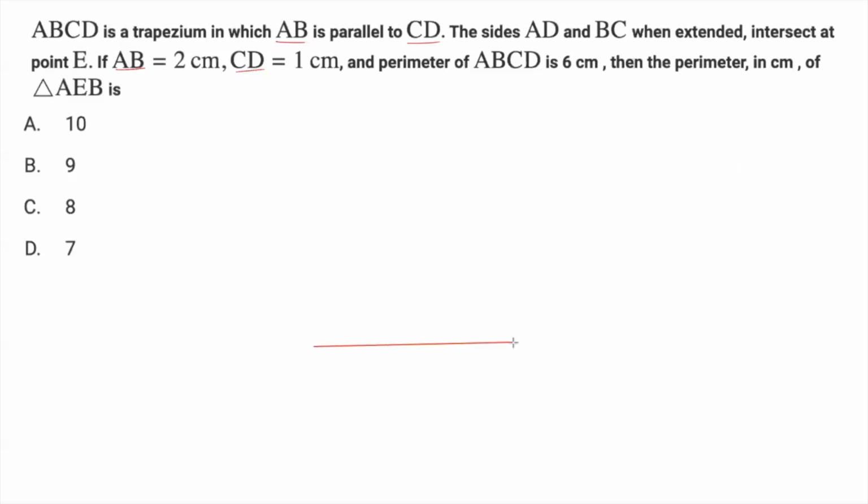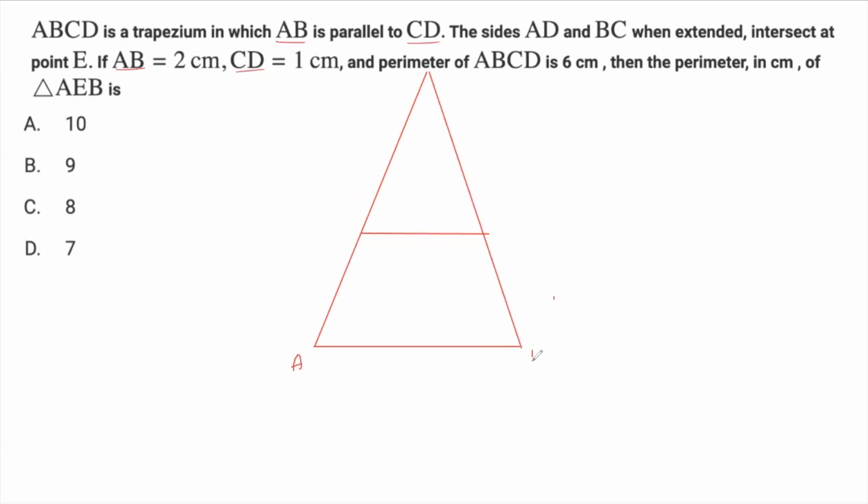So let's draw them. This is basically AB, 2 centimeters, and this should be CD, 1 centimeter. And AD and BC, when you extend them, meet at a point E. So AB is 2 centimeters and CD is 1 centimeter. AD and BC extended meet at a point E.